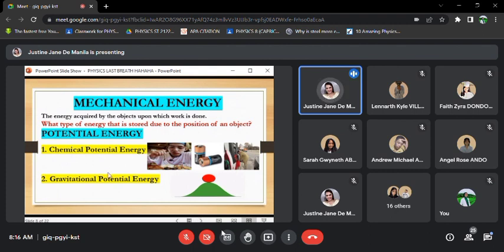So what is the chemical potential energy, class? When we say chemical potential energy, it is found in the substances that store energy at a submicroscopic level and undergo a chemical change, like the foods we eat, the batteries, or the fuel. Then, what is the gravitational potential energy?